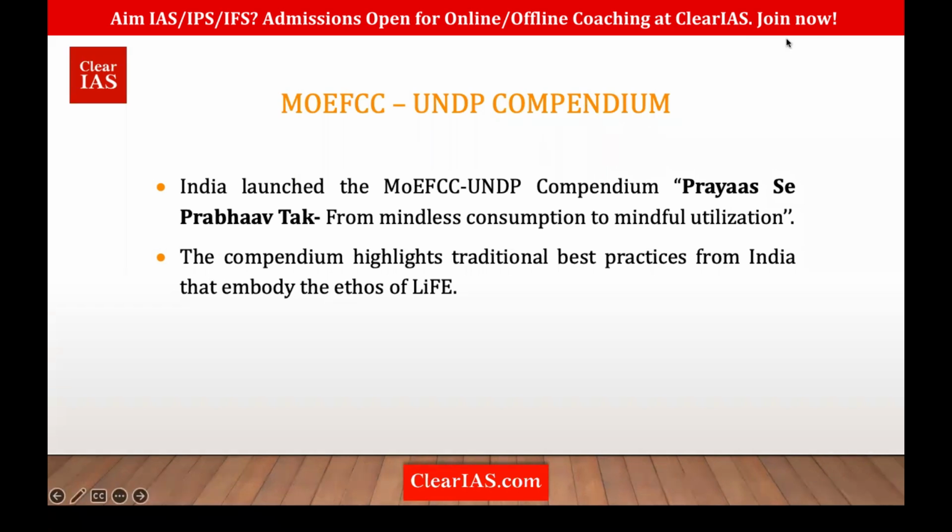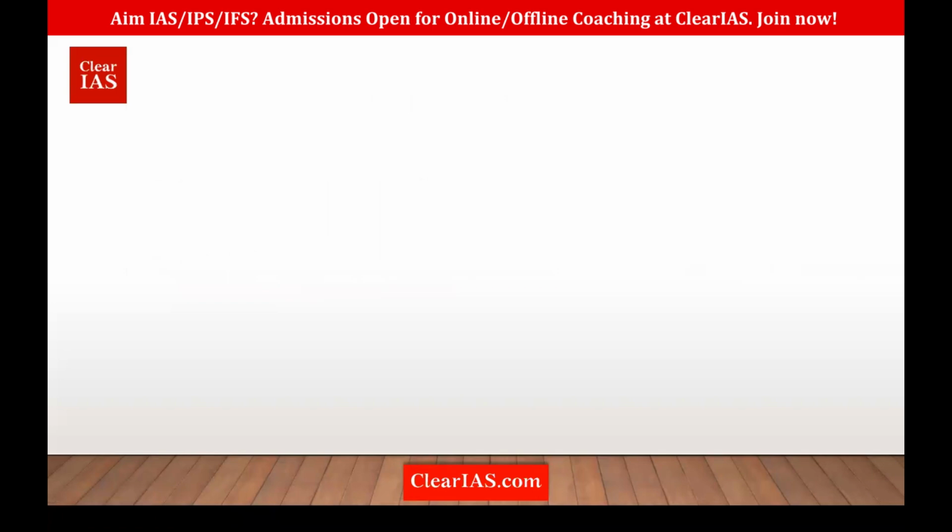Yeah, we claim that we are known for what? Living in harmony with nature, right? So we have so many traditional best practices which can be adopted by other countries so that they can lead a sustainable lifestyle. Okay, so through that is what the list of tasks are given, and UNFCCC and UNDP is combined together. Okay, so what is it? The MOEFCC and UNDP compendium. What is it?